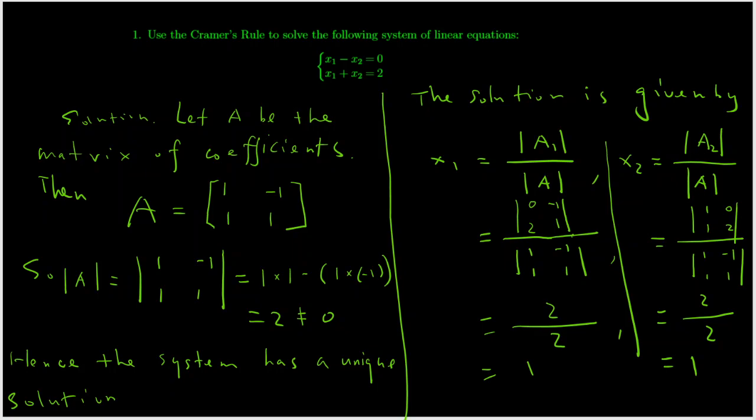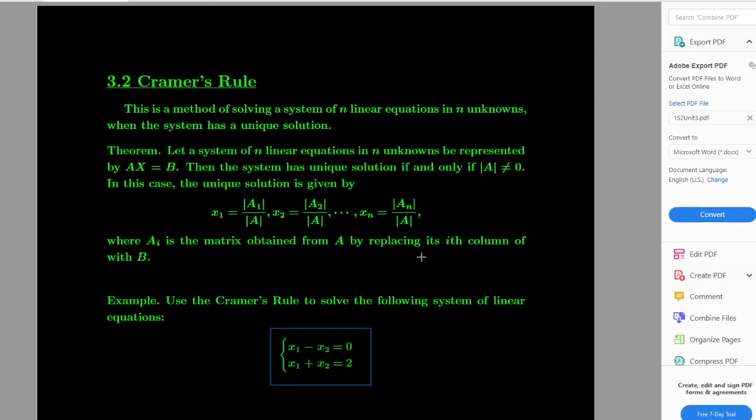Actually, Cramer's rule is true for any linear system. No matter how many equations, no matter how many unknowns, as long as the number of equations is the same as the number of unknowns, Cramer's rule is always true. Okay, I will show you that screen. Now look at the statement. In a system with n linear equations and n unknowns, n could be 2, n could be 3, n could be 5, n could be anything. Okay.